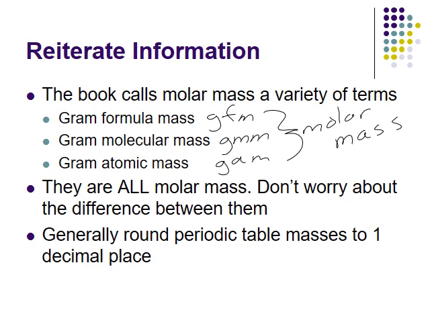Now your book does something a little funky. They use a variety of terms, so they'll use the gram formula mass, or GFM, gram molecular mass, GMM, gram atomic mass, GAM. They're all molar mass. Gram formula mass is specific for ionic compounds, molecular mass is for molecular compounds, atomic mass is for individual atoms, but they're all molar mass. I will never use GFM, GMM, GAM. I will just use the word molar mass. Now, what I want from you is when you are taking molar masses from the periodic table, I want you to round it to 1 decimal place. Always 1 decimal place. That's what I want to see.